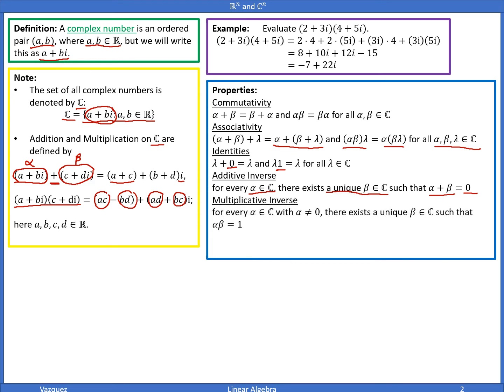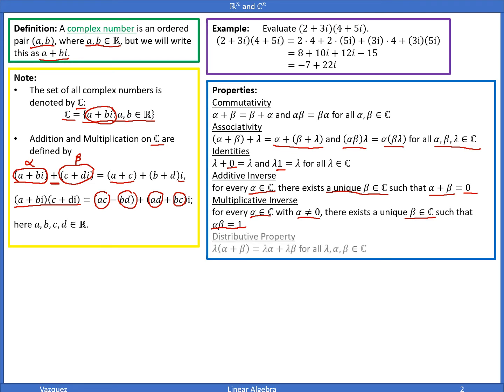Okay, we also have the multiplicative inverse. So if you have a complex number alpha, as long as it's not 0, there exists a unique complex number beta, such that if you multiply them, you'll get exactly 1. And there's always one, and there exists, it's unique. That's a big word there. Let me erase it so you can see it. So it's a unique complex number.